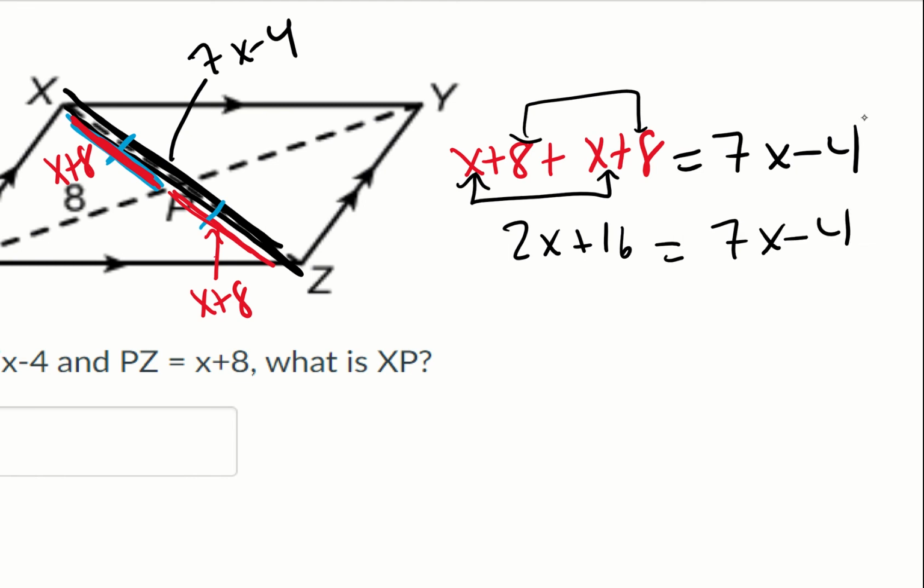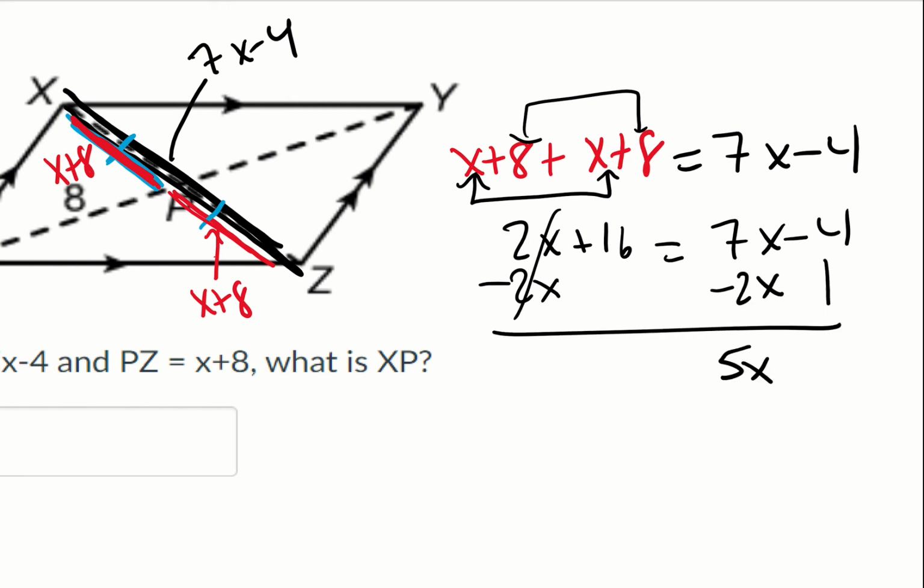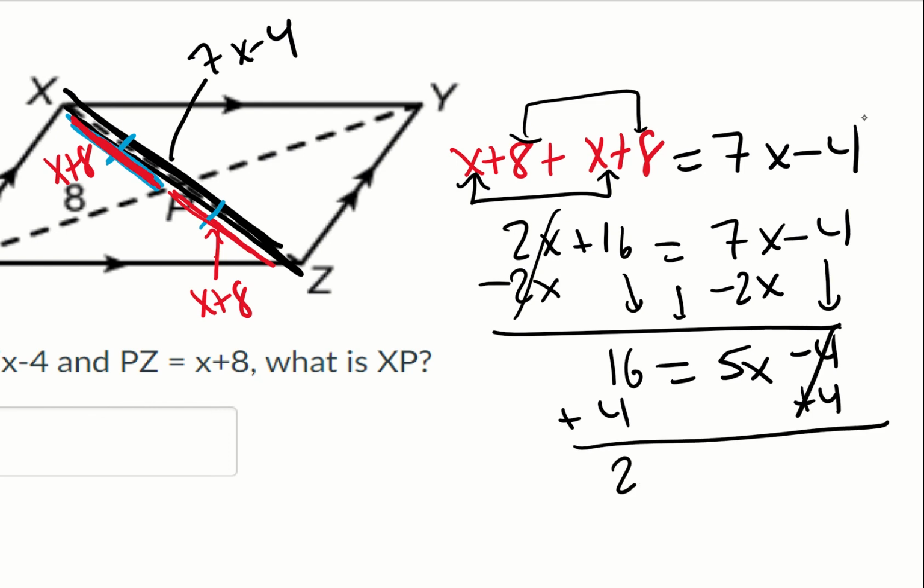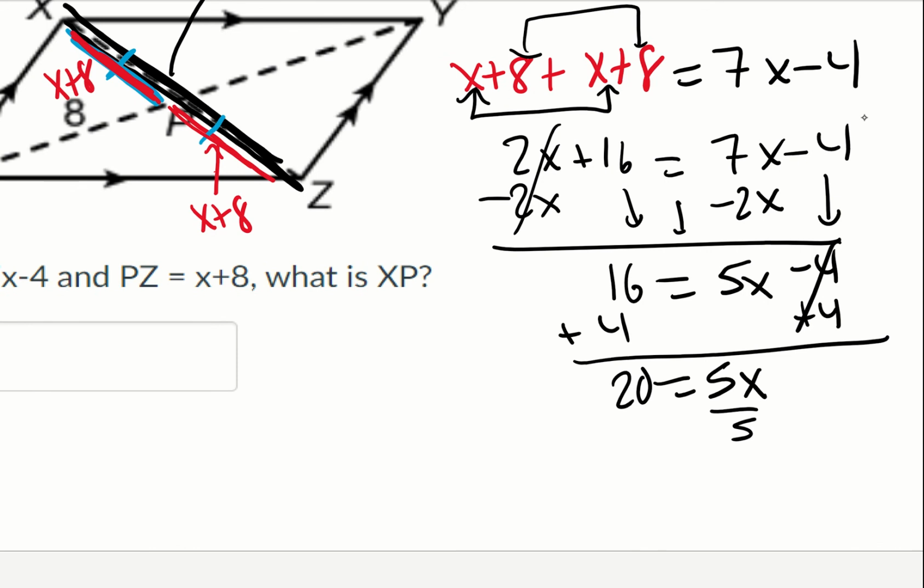Now I want x to be positive, so I'm going to subtract 2x to get rid of it, and I'm going to make it positive on the right side. So this can be 5x. Bring down the minus 4, of course bring down the 16 and the equal sign. Then we'll add the 4 to both sides. So we have 20 equals 5x. We can divide by 5, and that will get rid of the 5, so 20 divided by 5 is 4.